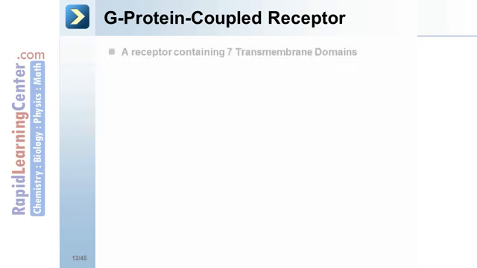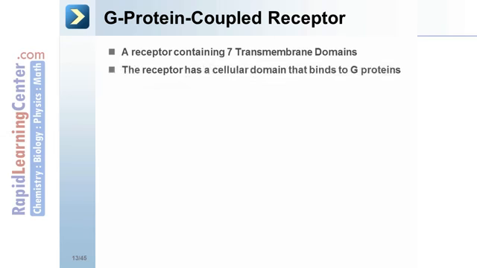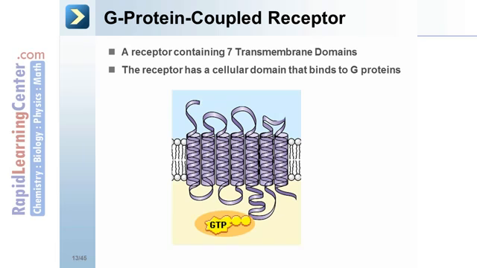G-protein coupled receptor. A receptor containing 7 transmembrane domains. The receptor has a cellular domain that binds to G proteins. Outside, inside, cell membrane, cytoplasm side. Ligand binding site. Notice the 7 domains. The G protein binding on the cytoplasm side.